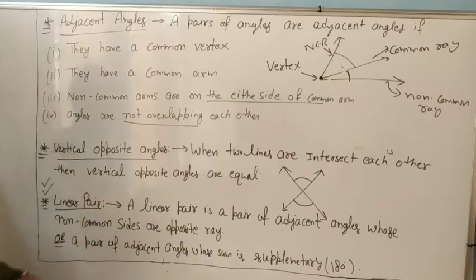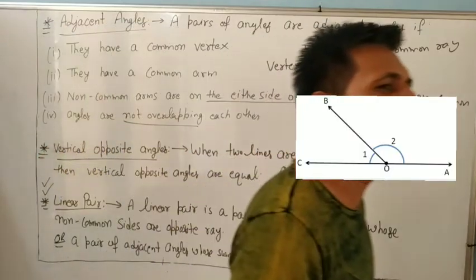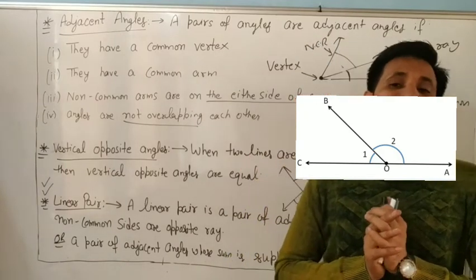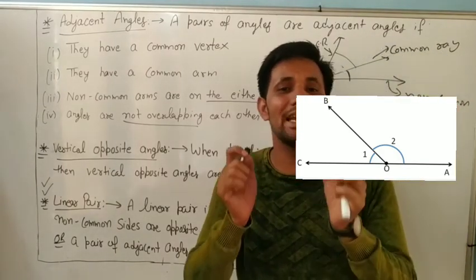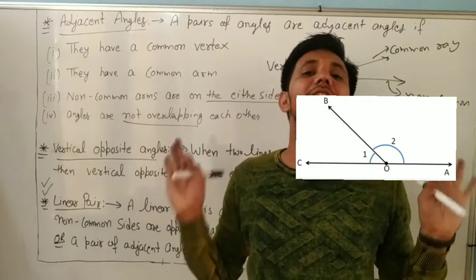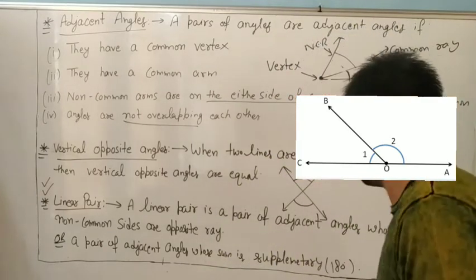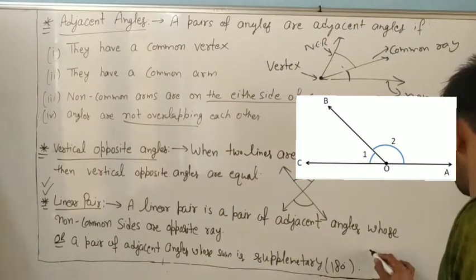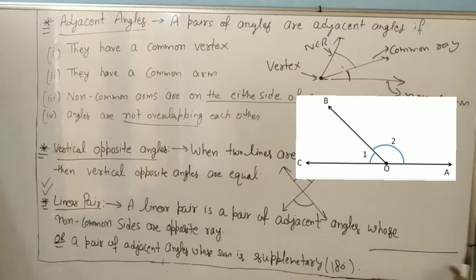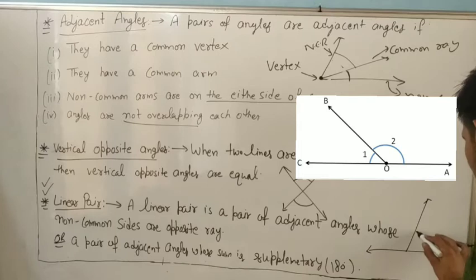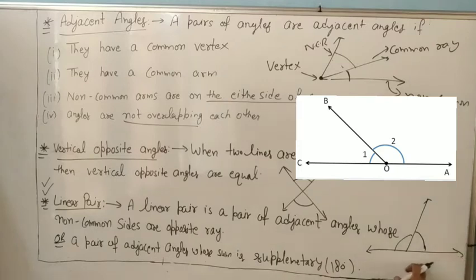First we will check linear pair. What is a linear pair? A linear pair is connected with adjacent angles. If the sum of the adjacent angles is 180, it is called a linear pair. Like this one, it is a linear pair. A straight line always makes 180. Everyone knows a straight line is always 180.